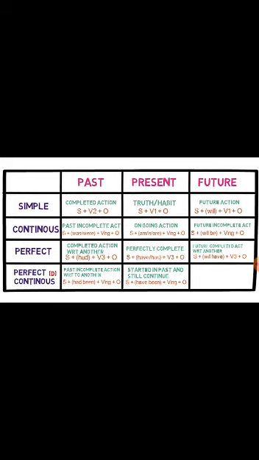Future perfect continuous tense, we refer to future incomplete activities with respect to another. Here also we are giving importance to the action's duration in the sentence. Sentence structure is subject plus will have been plus verb's ing form plus object.